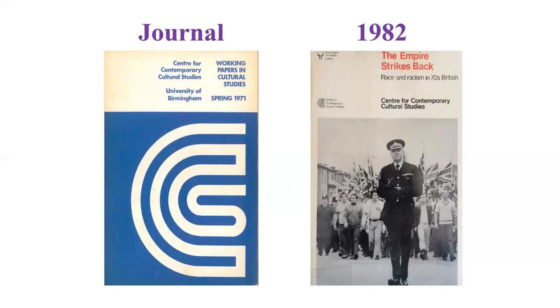Why? Because the blacks from around the world, especially from the Caribbean, moved to Britain and worked there and settled there and became citizens of the UK. So they were also citizens and their culture should also be represented. So that's why the shift from the typical British culture to the subculture, or within that we have the black culture, The Empire Strikes Back.